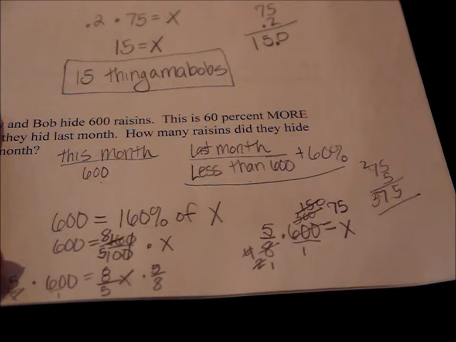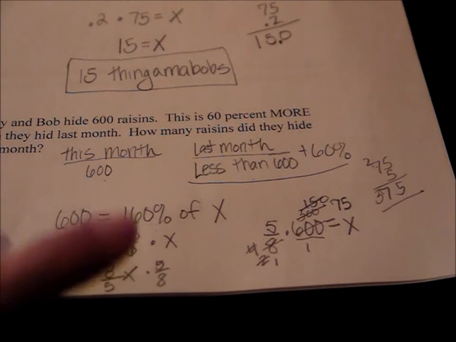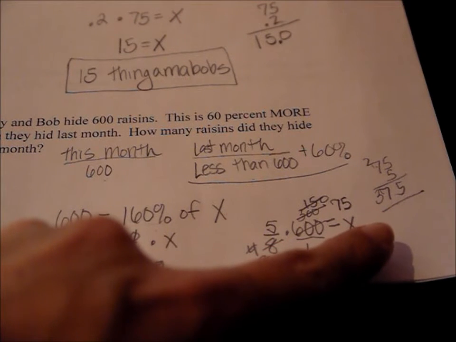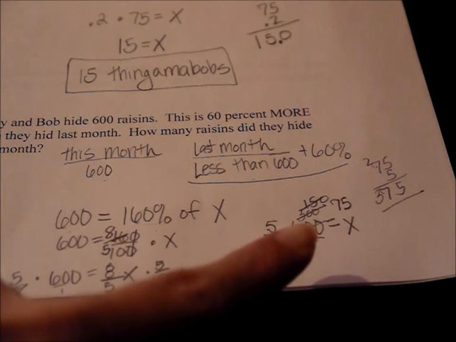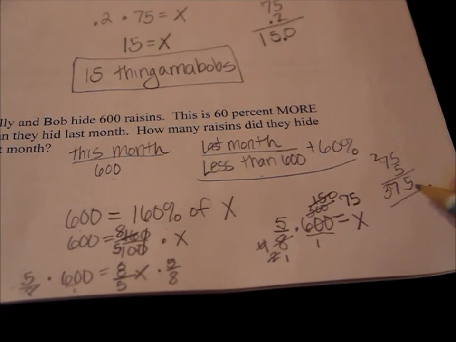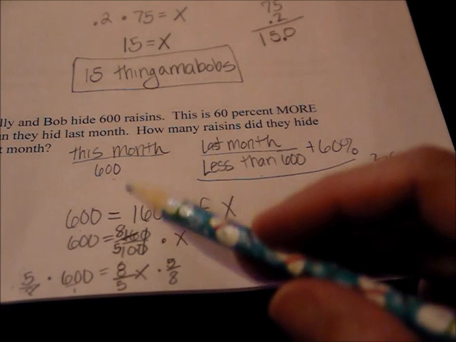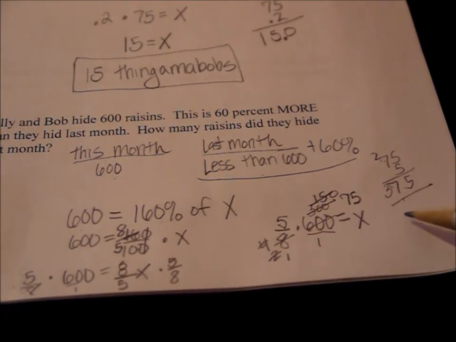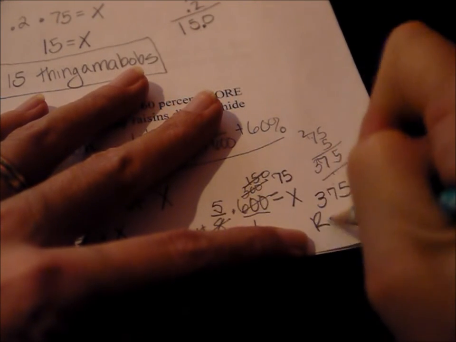So what does 375 mean? What are we talking about? We're saying that last month they hid 375 raisins, and this month they did 60% more and got 600. So they did 375 plus 60% more. That actually does sound like it makes sense. If I want to show it nicely for my teacher, I'm going to say 375 raisins.